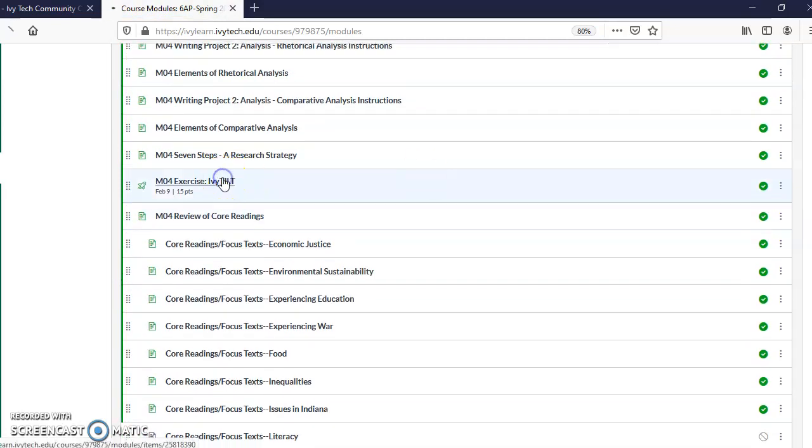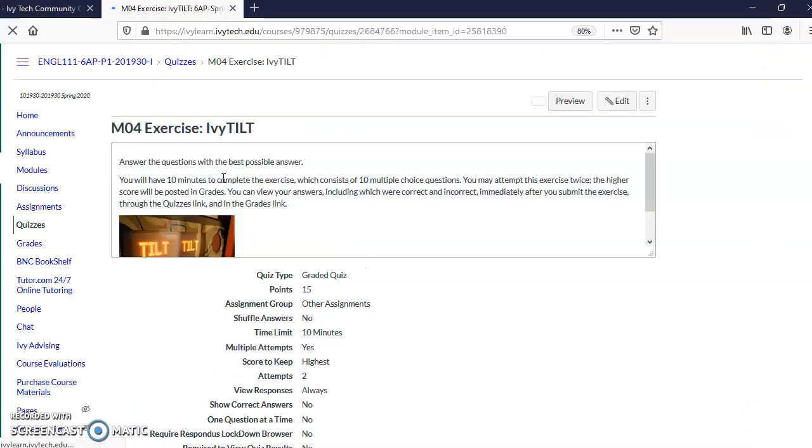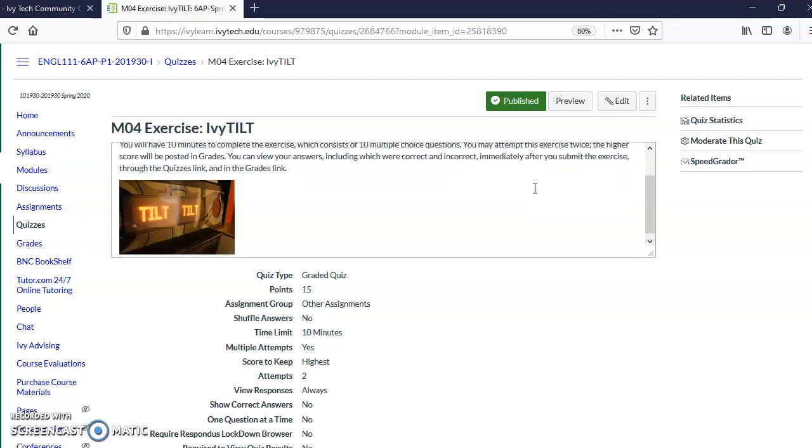Let's go ahead and take a look at the quiz first, because it's in order. 10 multiple choice questions. Of course, you get 2 attempts, and it will only record your highest score. So if you didn't do as well as you possibly could have on the first version, go ahead and take it again. I have no issue with that.